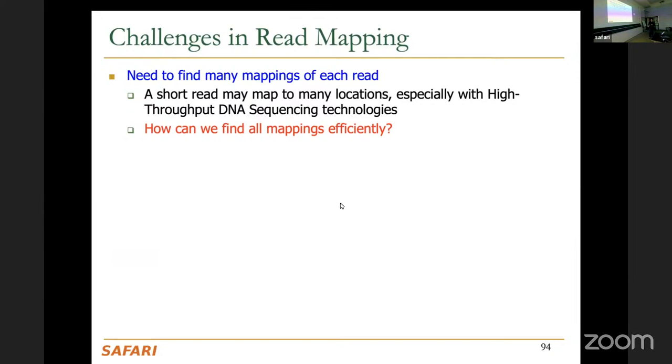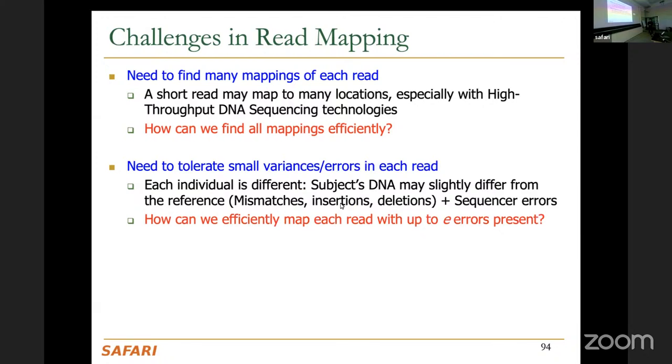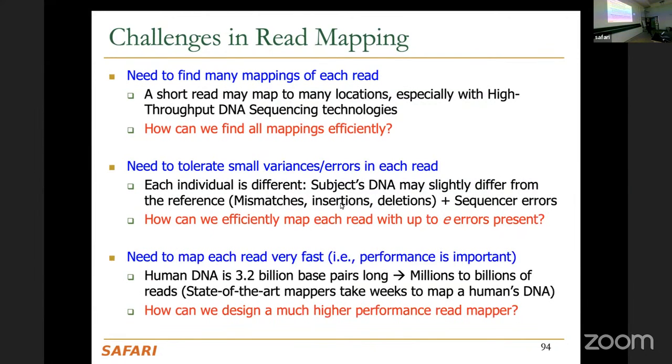Basically, there are certain challenges in read mapping. There's a need to find the mappings of each read. We usually find candidate regions in the reference genome. This means: how can we find these locations in the reference genome efficiently? Using a hash table is one way of doing it. There are other techniques to do it. We also need to handle differences between the individual and the reference genome, because not everyone is exactly the same, as I said. We should tolerate this. And of course, all of these operations should provide higher performance and so on.